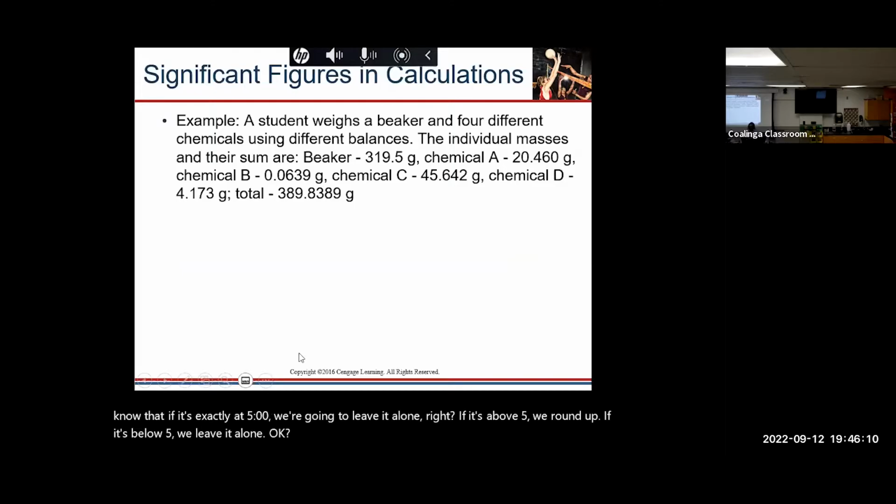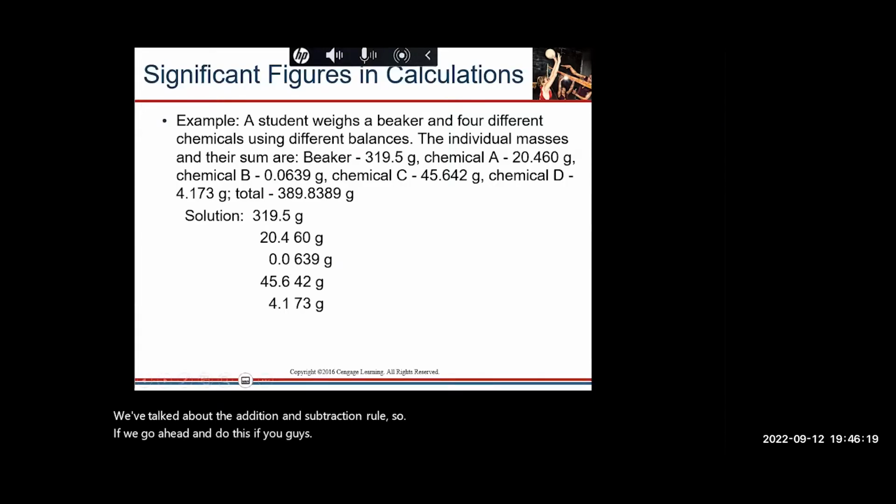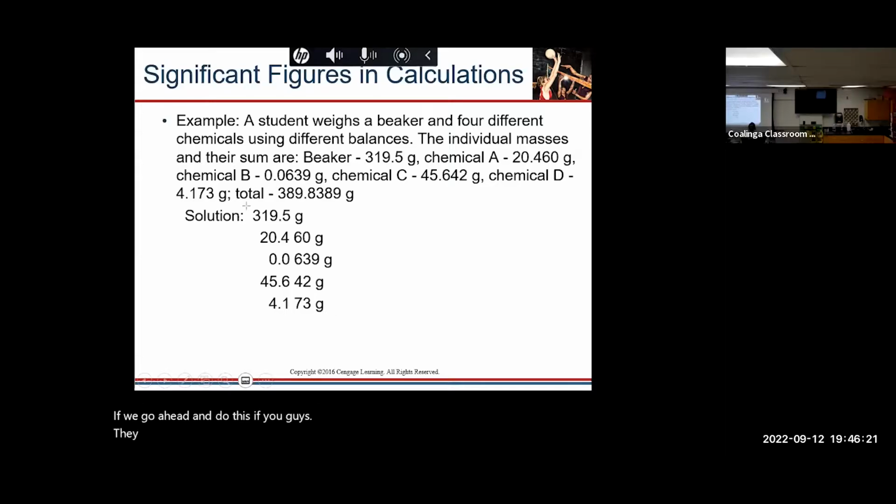We've talked about the addition and subtraction rule. So if we go ahead and do this, they added it for you. All you have to do is put the numbers in there. Come on now.